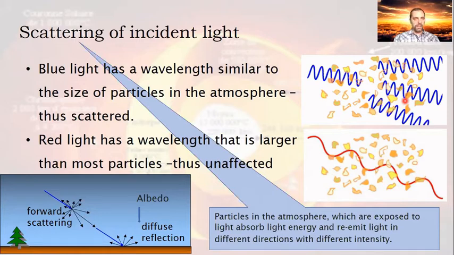The higher we climb in an aircraft, the fewer air particles are present. Therefore, the scattering is less, so the color of the sky changes slowly from blue to black. Red light has a wavelength that is larger than most particles. That's why it is unaffected, traveling through the atmosphere easily.